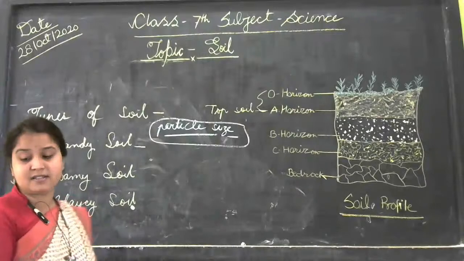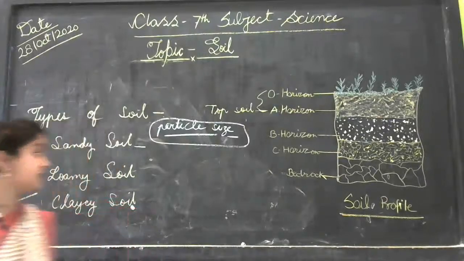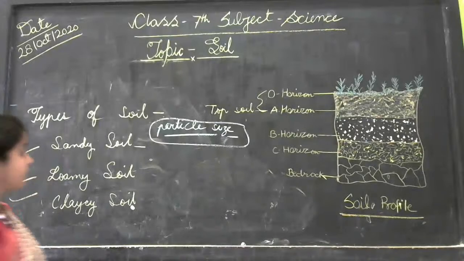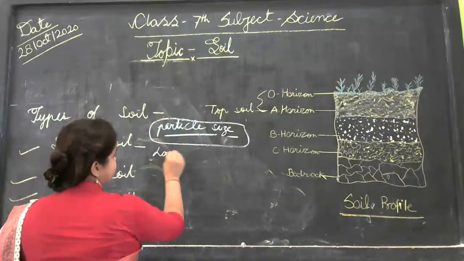Sandy soil, it means that this type of soil consists of big particles. Okay, large particles. Large particles are present here.